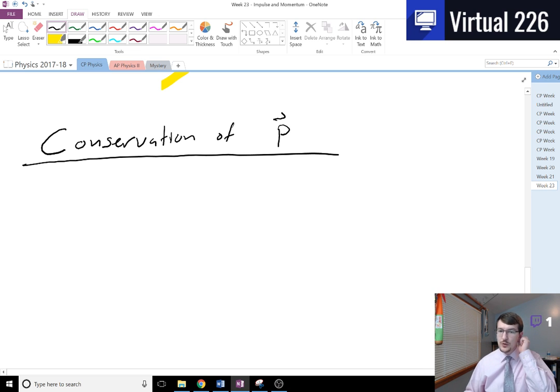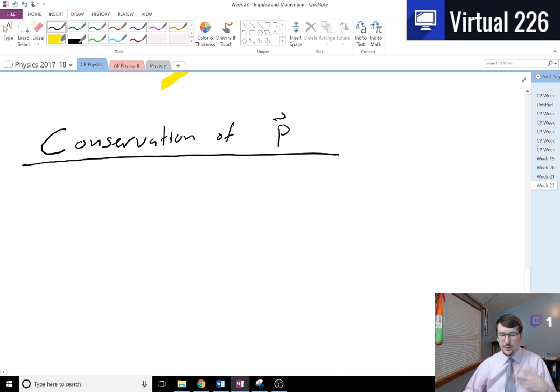Okay, I'd like to look real quick just at the conservation of momentum. Momentum is a conserved quantity. We can kind of think of there being initially zero momentum in the universe, but since momentum is a vector, there's positive and negative values, and everything's got some momentum running around doing its thing.